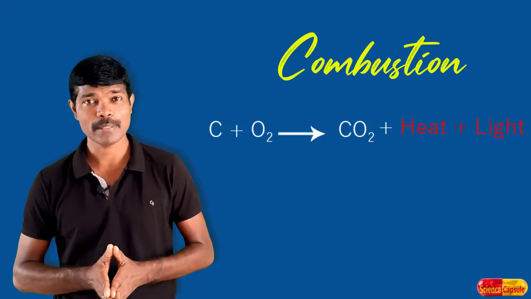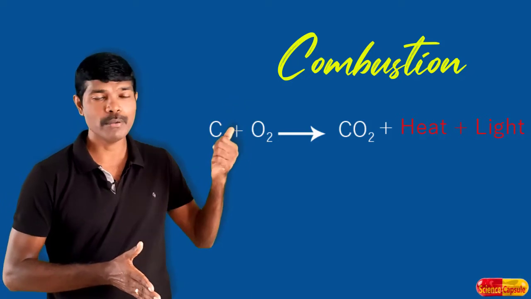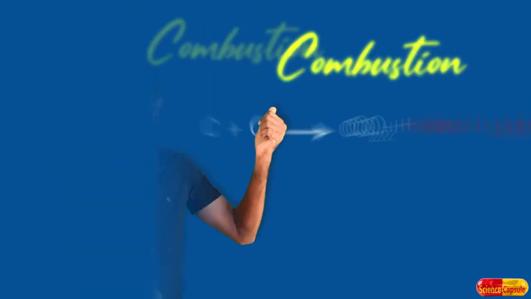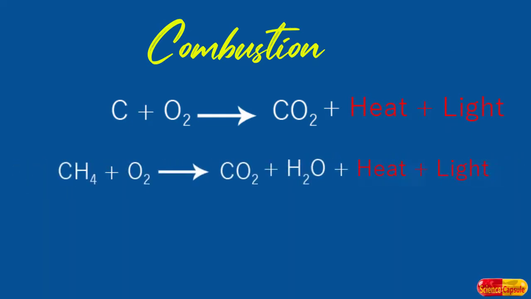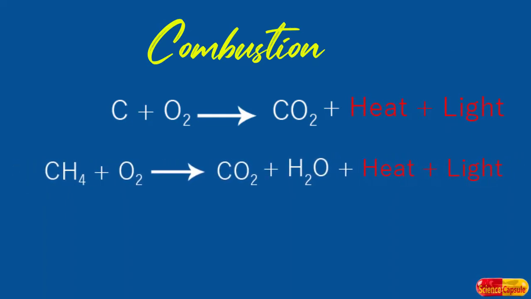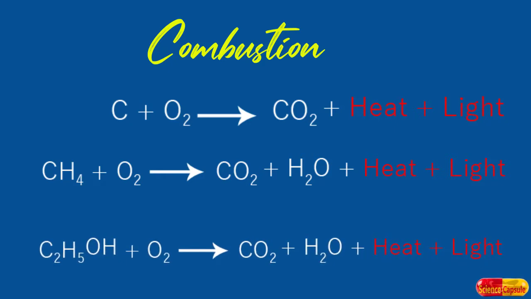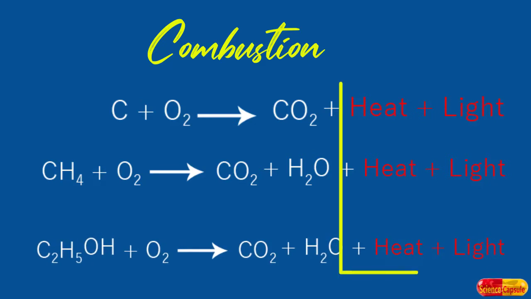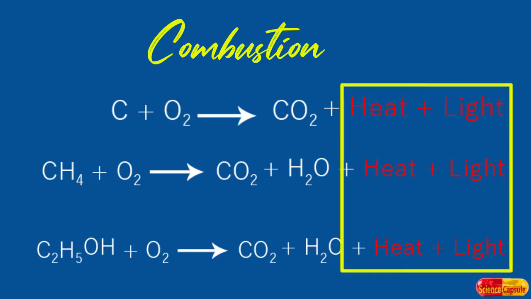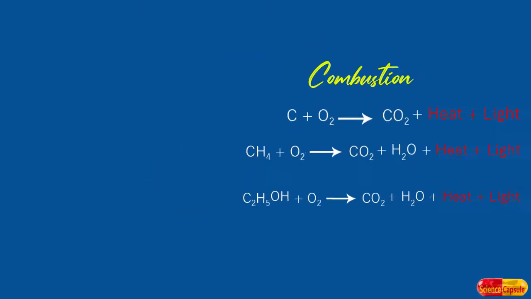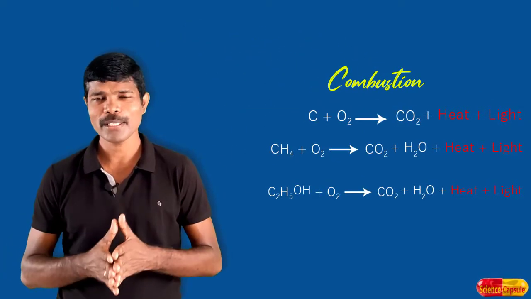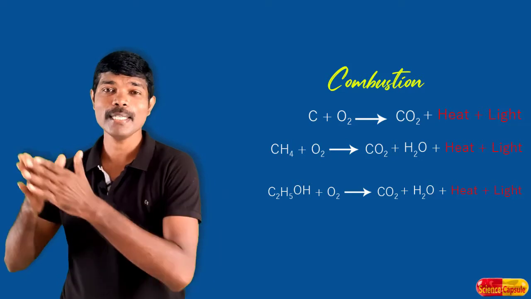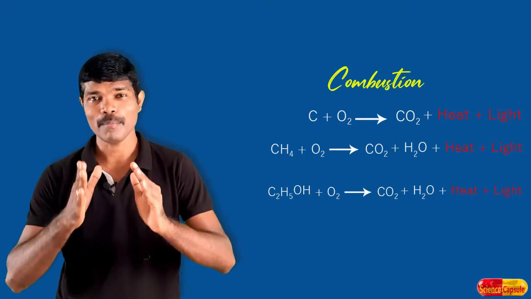Let us take some examples. Here carbon combines with oxygen and produces carbon dioxide, heat and light. Likewise, in the second reaction you can see methane, the lower member of the hydrocarbons, combines with oxygen and produces carbon dioxide, heat and light. The third example is ethanol, which undergoes the combustion process and produces carbon dioxide, water, heat and light. If you see all the 3 equations, then you will find carbon dioxide, heat and light are common. So we can understand that the chemical reaction which gives carbon dioxide, heat and light is called a combustion reaction.